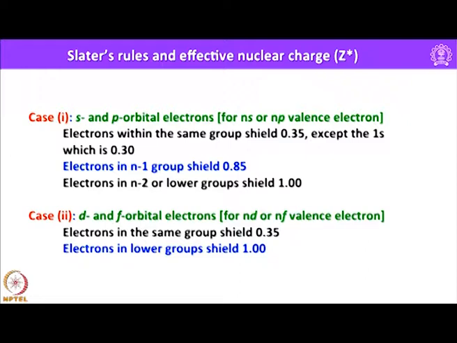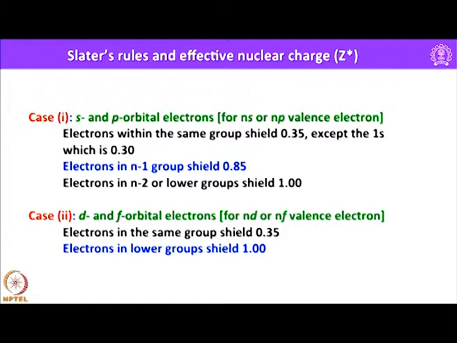How to determine the shielding constant is given in case 1. For example, electrons within the same group shield to an extent of 0.35 except the 1s electron. In that one it is estimated to be 0.30, and electrons in the n-1 group shield to an extent of 0.85, and electrons in the n-2 group or lower groups shield to an extent of 1. That means all such electrons should be multiplied by 1 to get that screening constant.